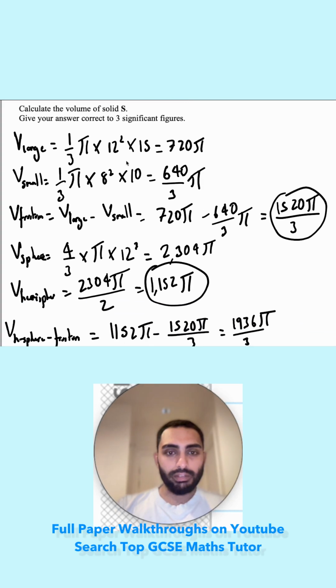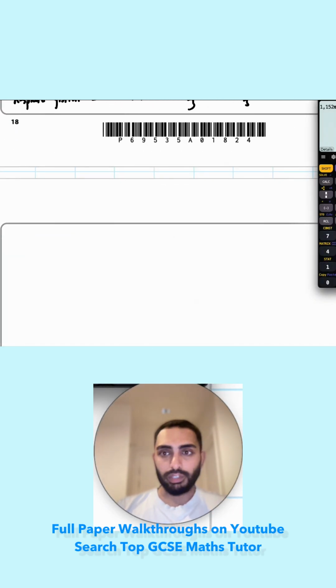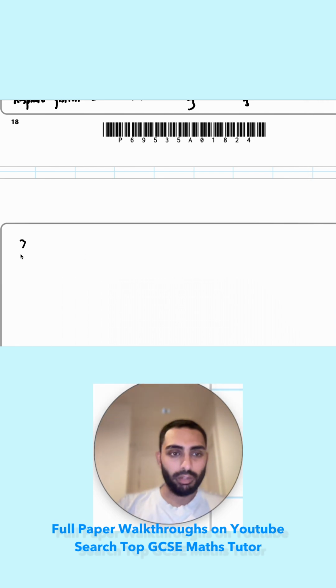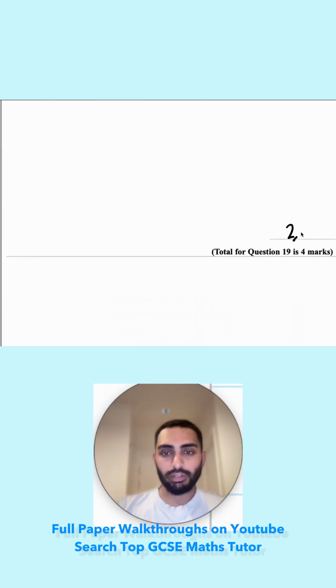And it wants it to 3 significant figures, so I'm just going to write this as I can see it on the calculator, which is 2027.374. Want it to 3 significant figures, so we count 1, 2, 3. Line would go here between the 2 and the 7. The 7 is telling me that I need to round up, so it would become 2030. This would be in centimeters cubed because it's a volume. So 2030.